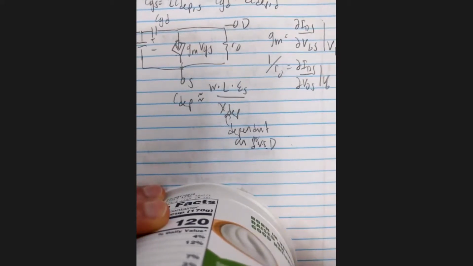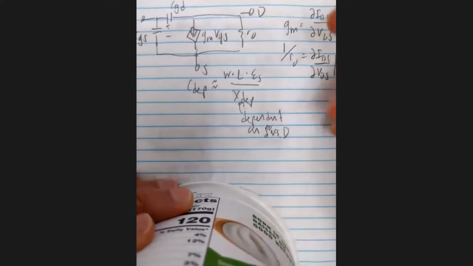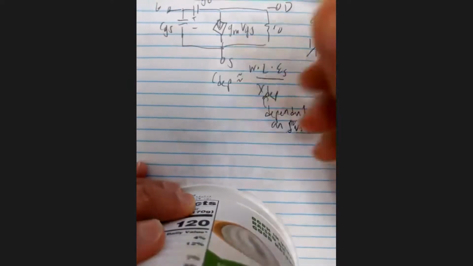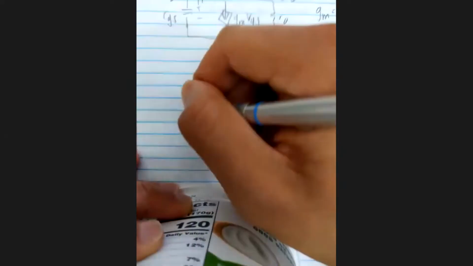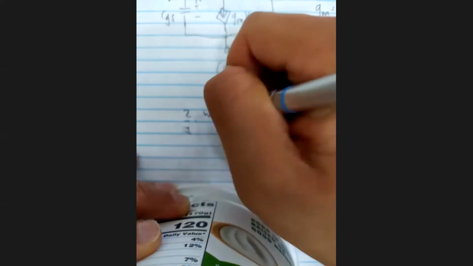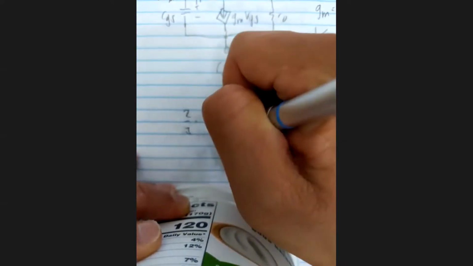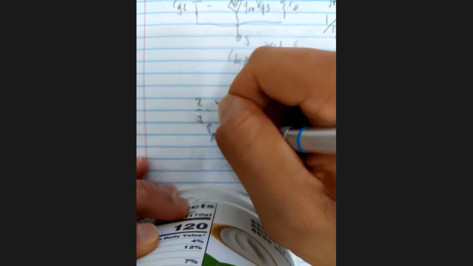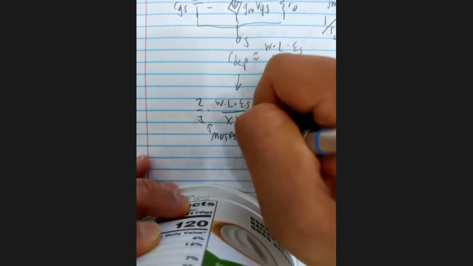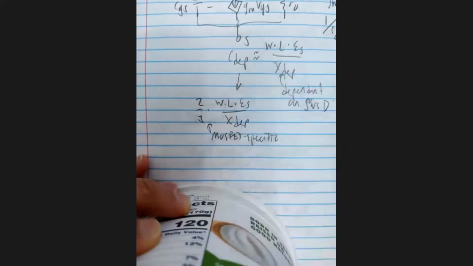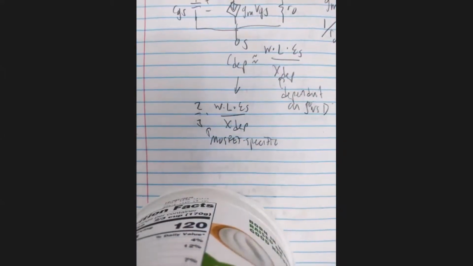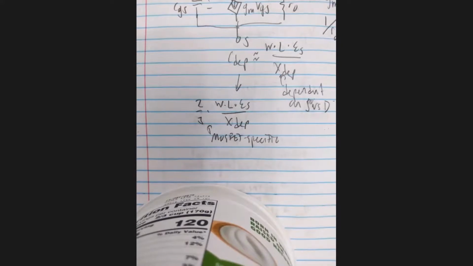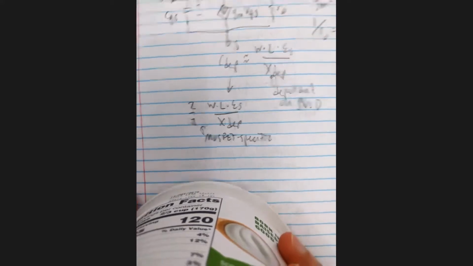And yeah, you could make the approximation that this depletion capacitance is maybe like 2/3 times W times L times epsilon S over X step. But this is a MOSFET specific approximation, so it doesn't necessarily hold here. But if you wanted to apply some MOSFET stuff here, this would be the place to try. But yeah, that's a small signal model.